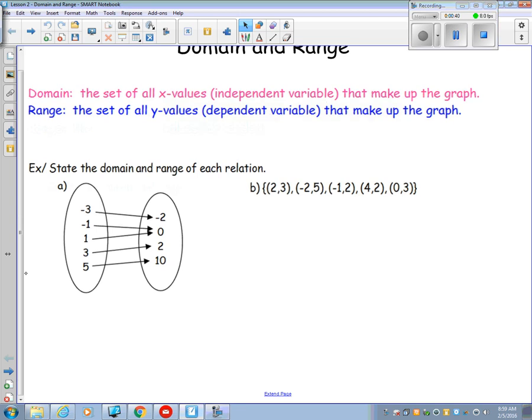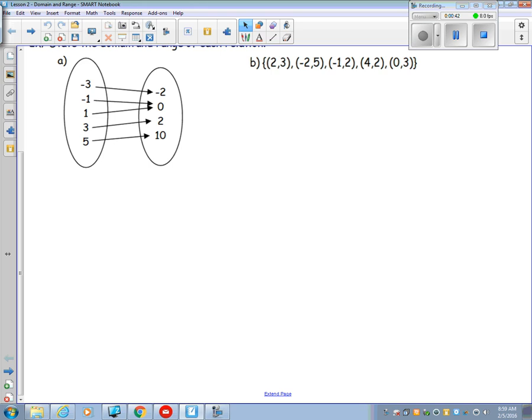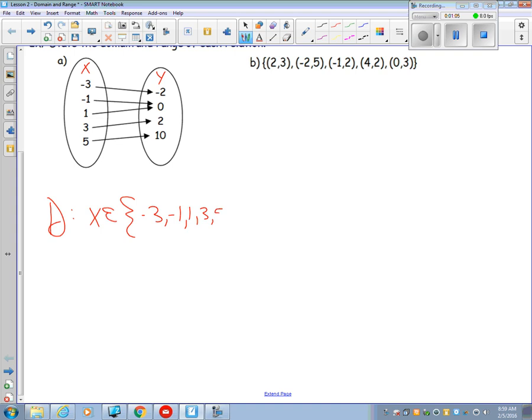When it comes to a mapping diagram, these are x's and these are y's, but these are the only x's and y's that make up this graph. There's no more than what this diagram is made up of. So my domain, we say x belongs to, and we use these fancy brackets. The only ones we have are -3, -1, 1, 3, and 5. We make a list. That's the only x's that we know for sure are in this graph.